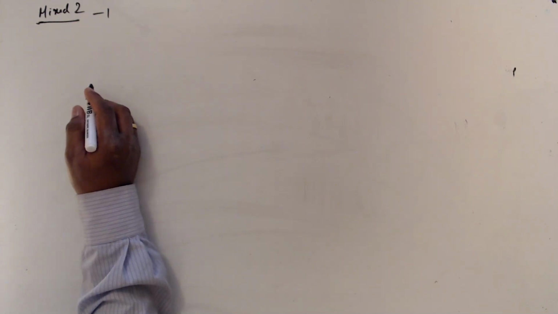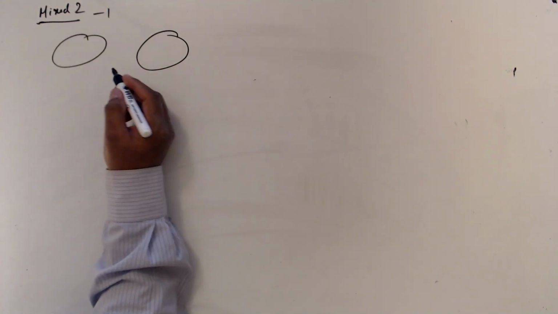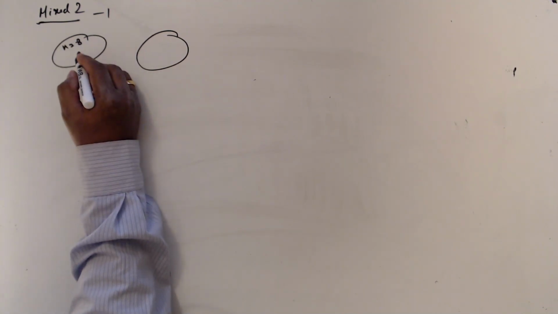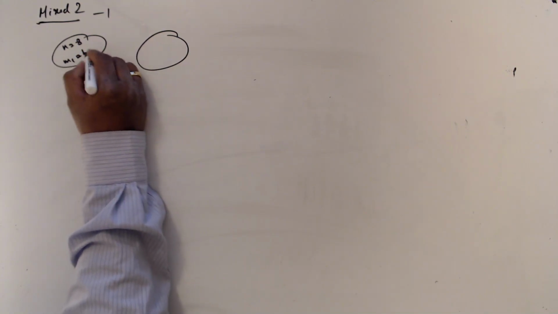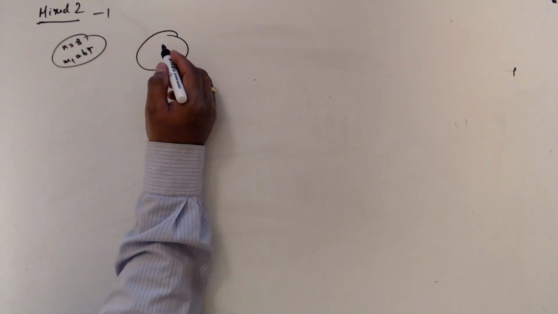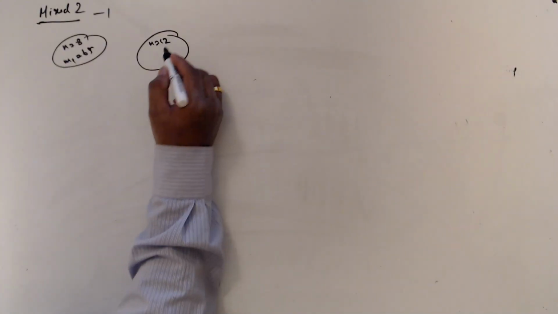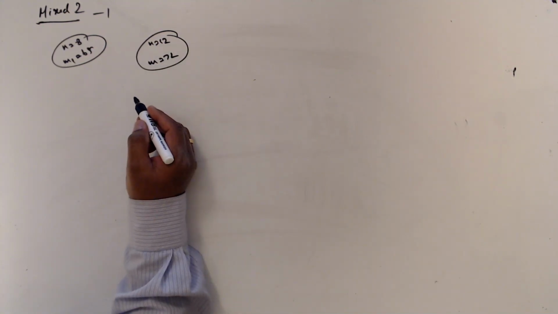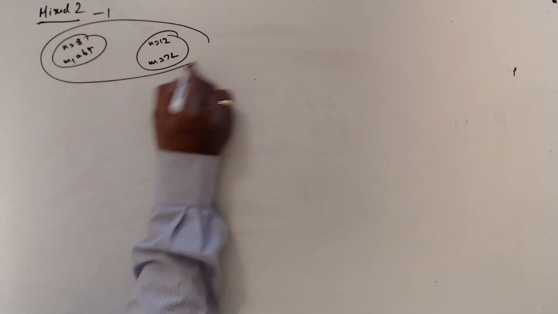Next to question number 1. There are two groups, and n equals 8 and m1 equals 65. Okay, let's say marks. And the other group n equals 12 and m equals 72. Now we need to find the total marks when we put all together.